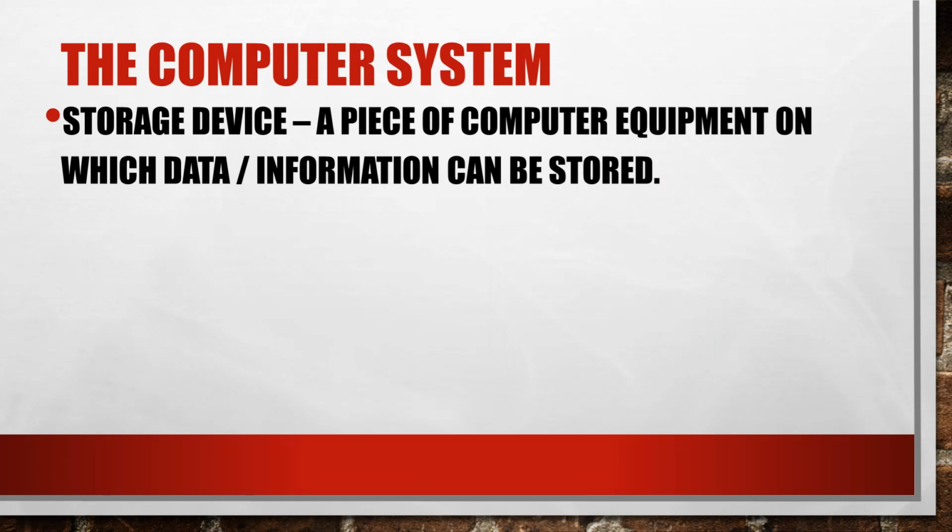The computer system, storage device: a piece of computer equipment on which data or information can be stored. Right? Yes, you're right. A flash drive. So from the time you hear the definition, you can visualize a flash drive. If you need something to store your information on the computer, you get your flash drive. And of course, other storage devices like CDs and so on that people hardly use.